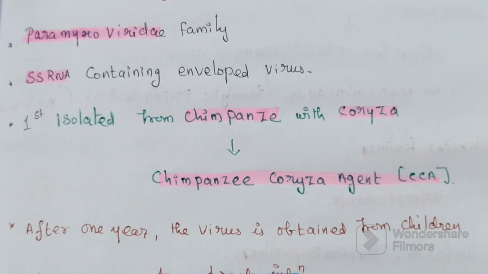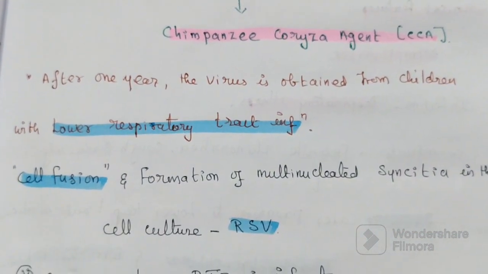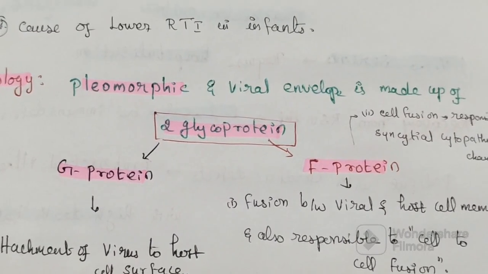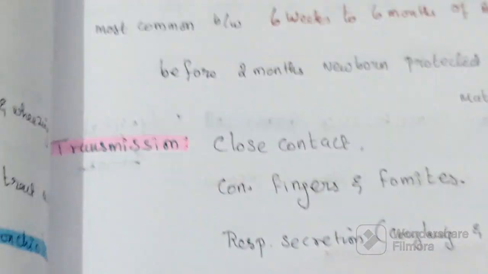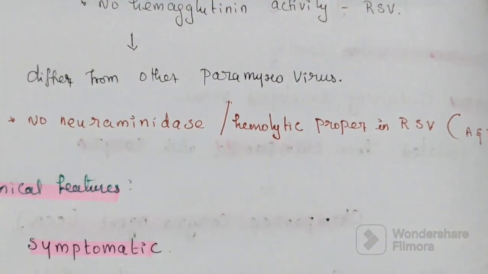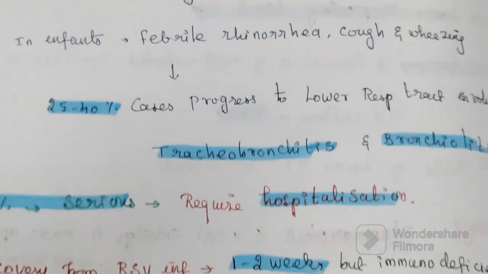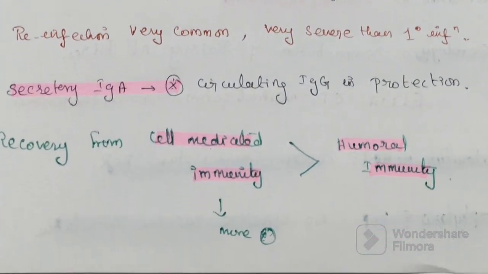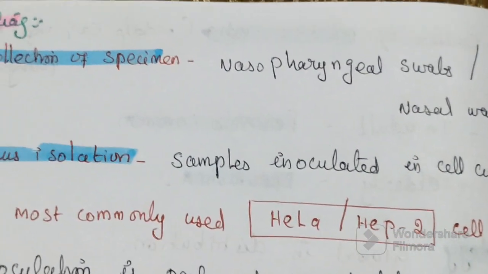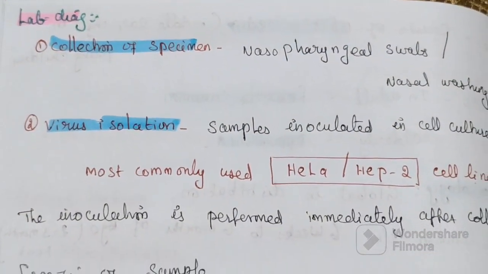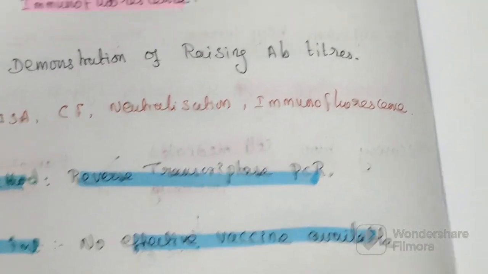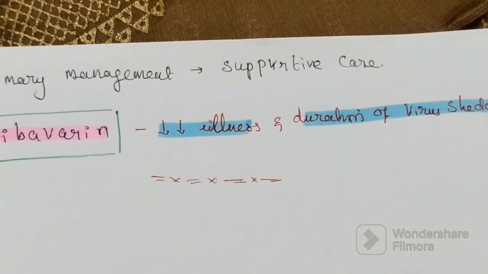To summarize: respiratory syncytial virus infection, a paramyxovirus family member, obtained from children with lower respiratory tract infection, with two types of glycoprotein, G and F. Laboratory diagnosis includes sample collection, virus isolation, cell culture detection, serology, molecular method, and finally prophylaxis and treatment. Thanks for watching.